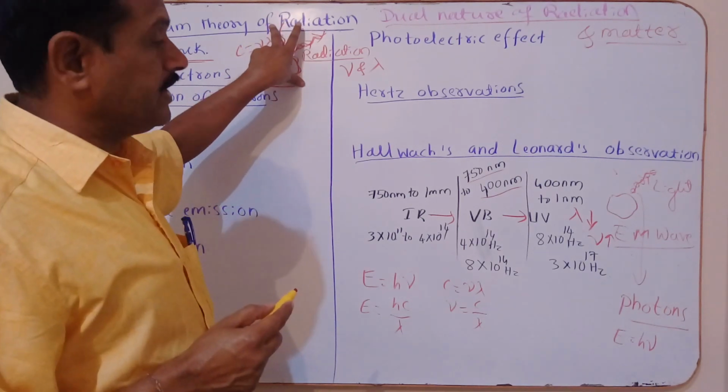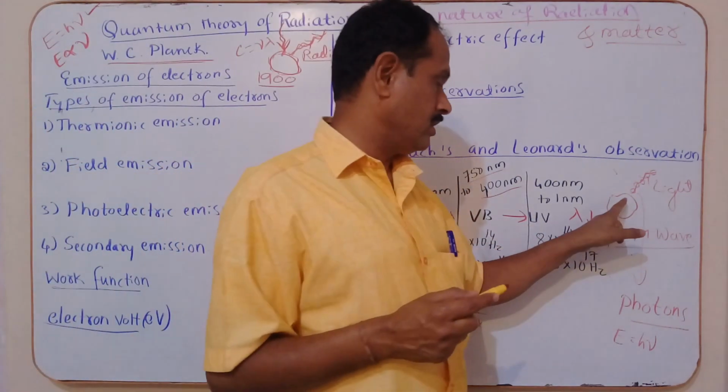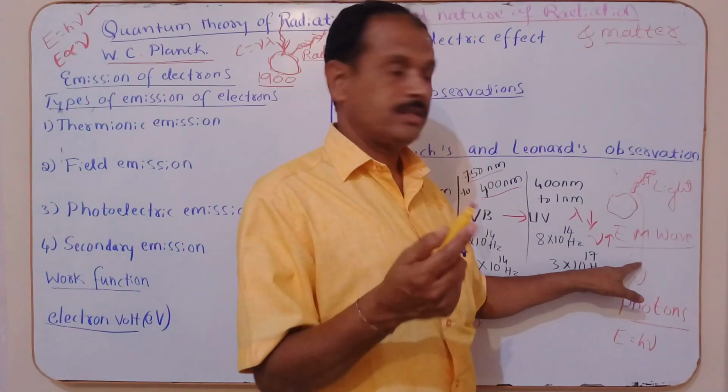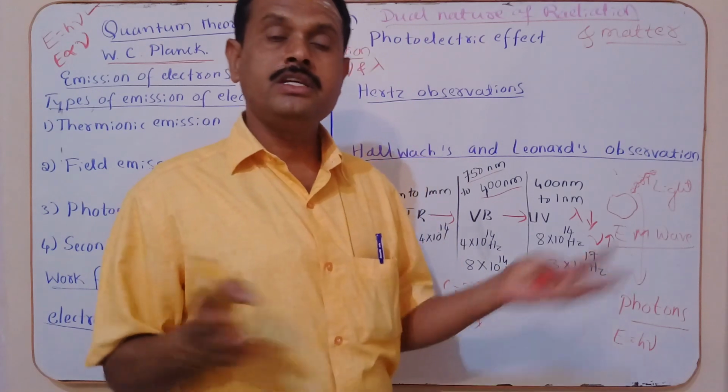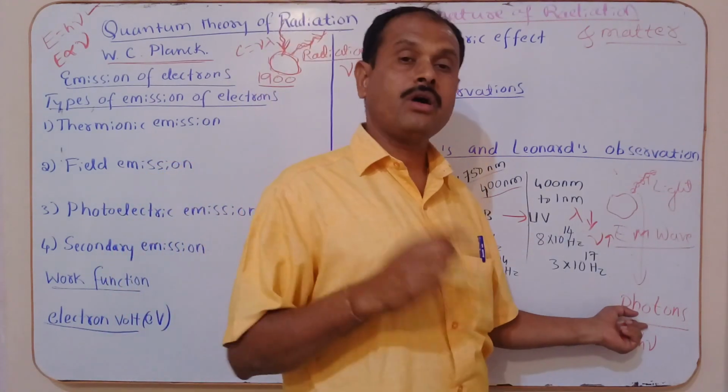That quantum theory of radiation was adopted by Einstein for light. The light is emitted or absorbed in discrete packets of energy. These packets of energy are called photons.